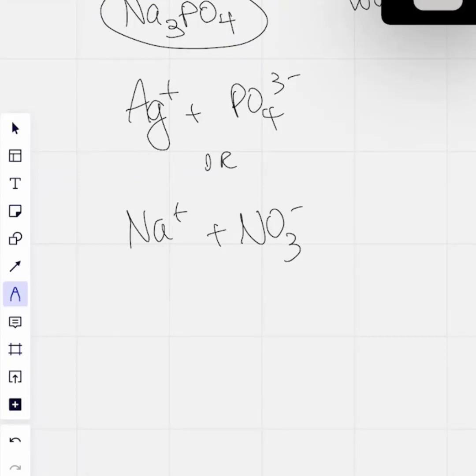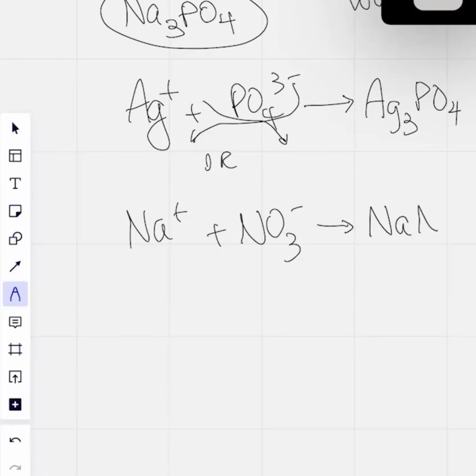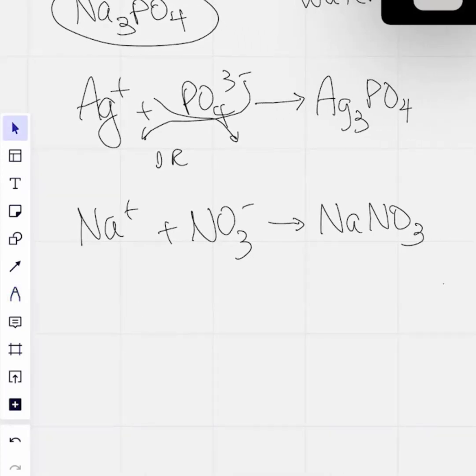Now, when you combine those, remember that again we're going to have to do a crossover here. So this will be Ag3PO4, and this would be simply NaNO3. How do I know if either one of those compounds is going to give me a precipitate?